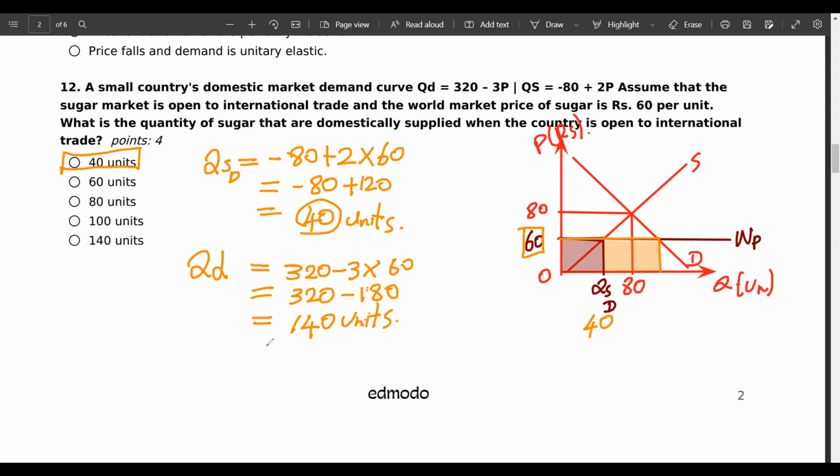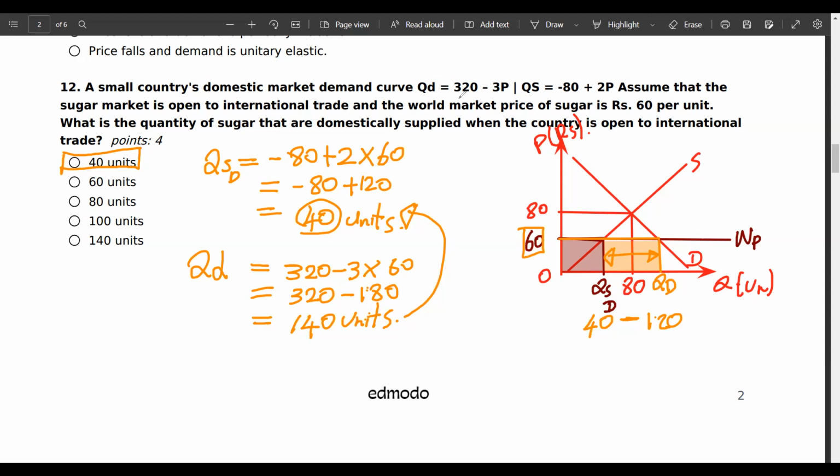Right? Then 140 is demanded, and out of that 140 demand, domestically supplied sugar is 40. Balance 100 units will be what? Imported. Balance 100 units will be imported. So the gap between these two is what? The imported part, that is 100 units. I hope that part also is clear to you.